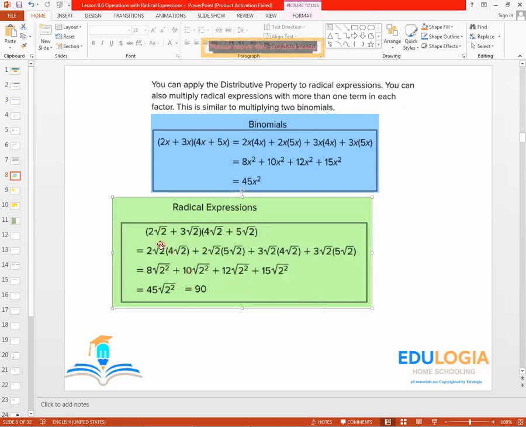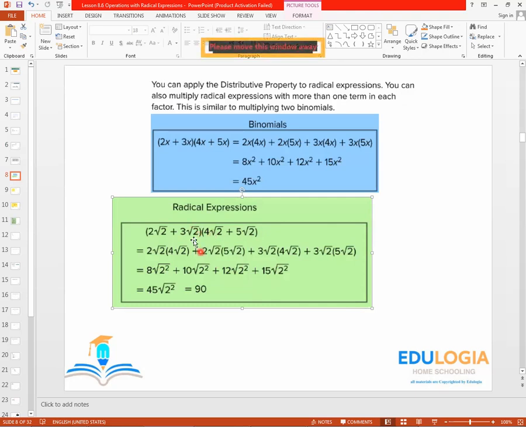Okay, I'll take the first with the first. 2 times 4 is 8, and root 2 times root 2 is 2, so it's 8 root 4. Also, I have to take second with second. 3 by 5 is 15. Root 2 by root 2 is 2. So it's 15 root 4 also.